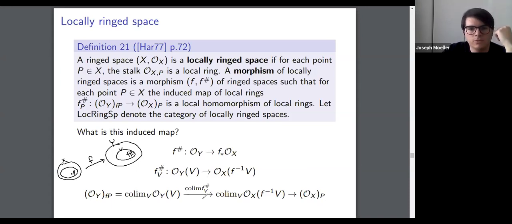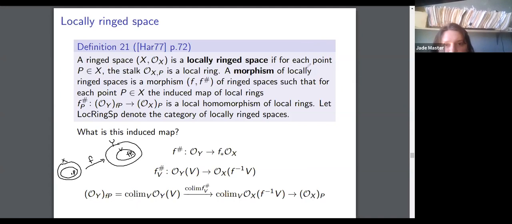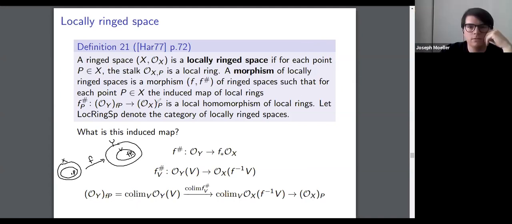I don't have a scheduled pause, but maybe I'll pause anyway. See if anybody has a question yet about ring spaces or locally ring spaces. So it's like saying that the morphisms of these things are local, but only on the stalks. Yeah. Locally ring space, the stalks are local rings. The maps induce these maps on stalks. And when you look at those, they have to be local homomorphisms.